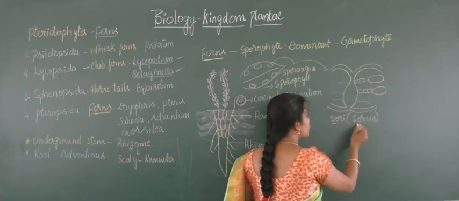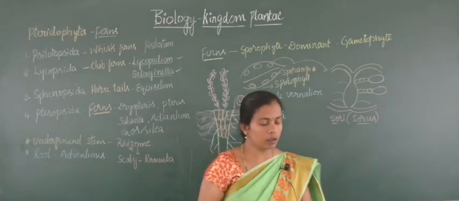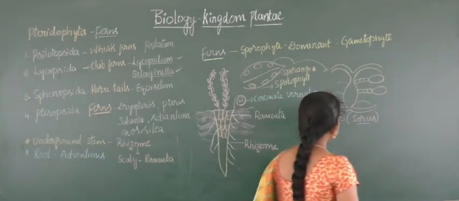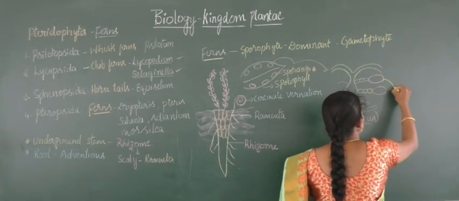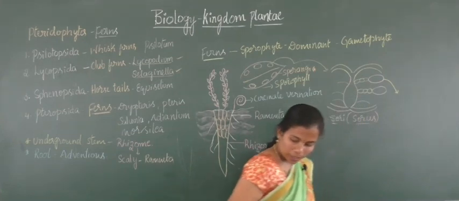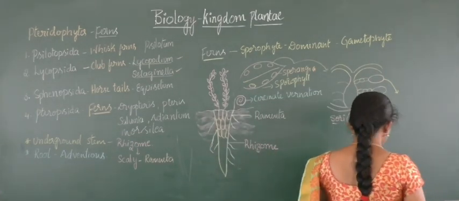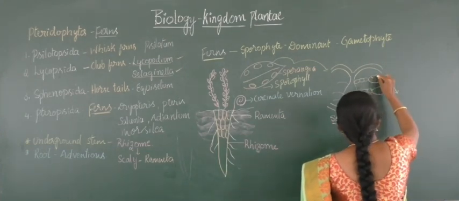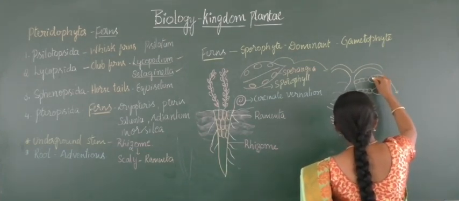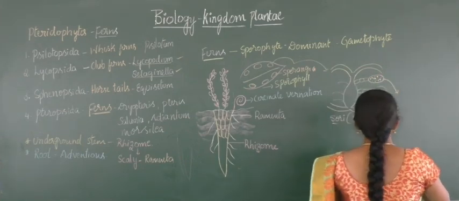Sori will be the singular form and sorus will be the plural form. And next, if you take up a single sporangium, which bears spore mother cells within that. So these are the spores within that, spore mother cells. These are spore mother cells.